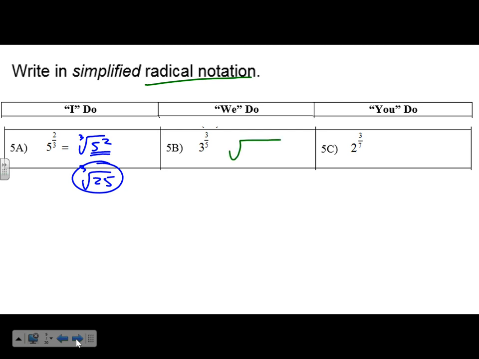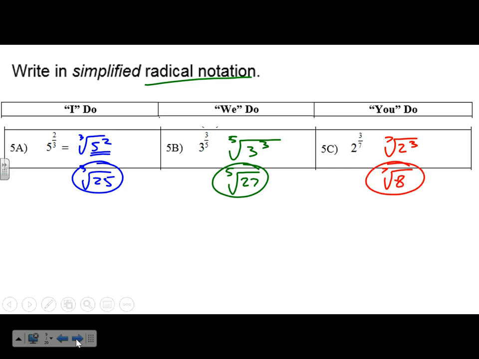So this one, the fifth root of 3 to the third. Put 3 to the third in your calculator. That's the fifth root of 27. And the last one is the seventh root of 2 to the third. So that is the seventh root of 8.